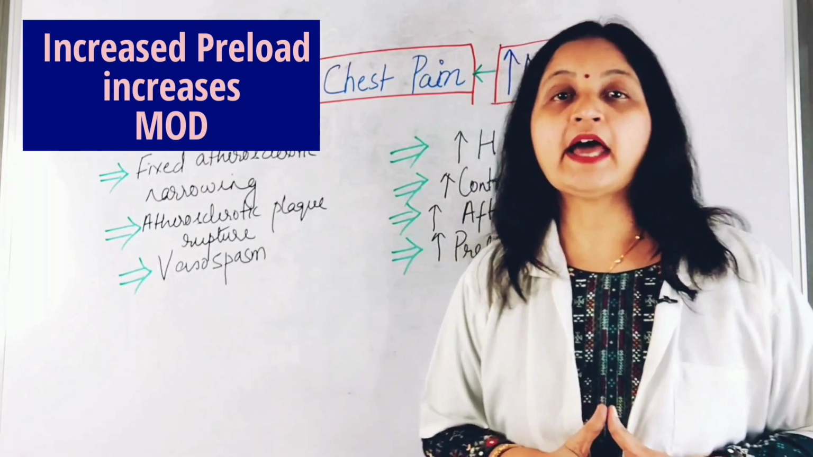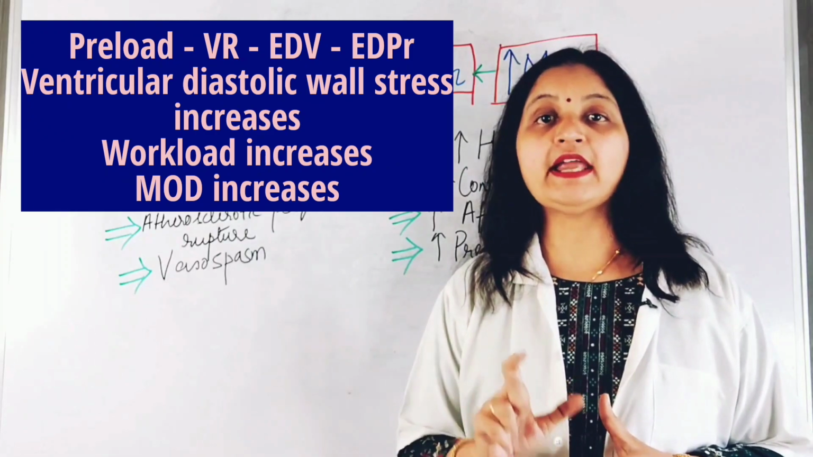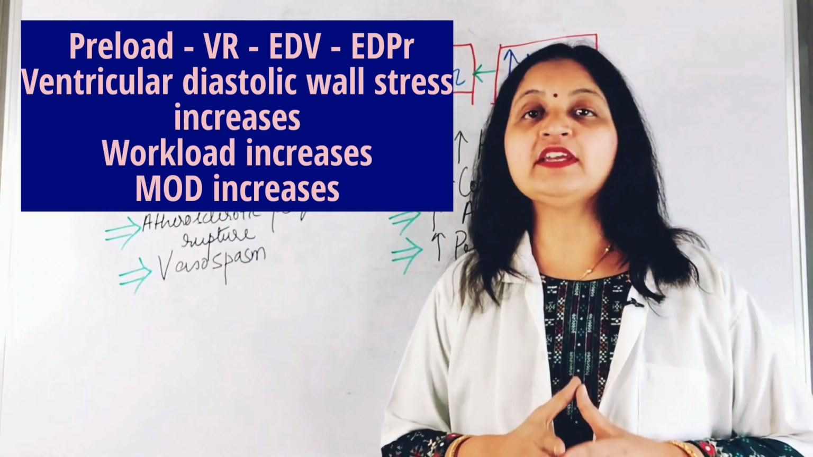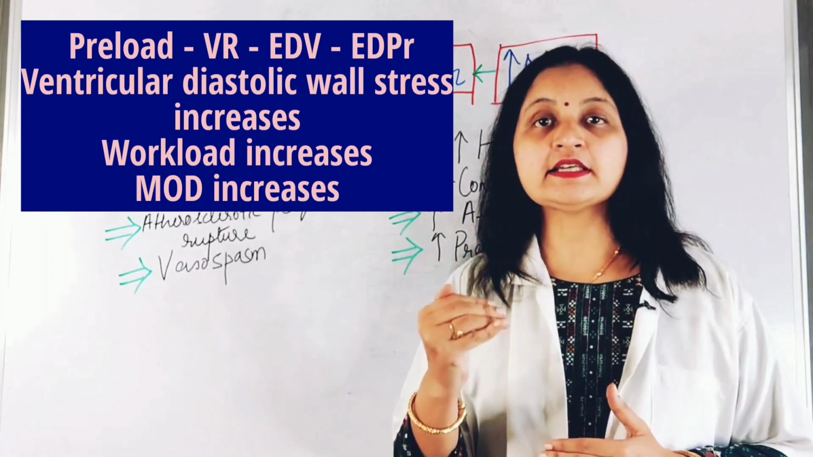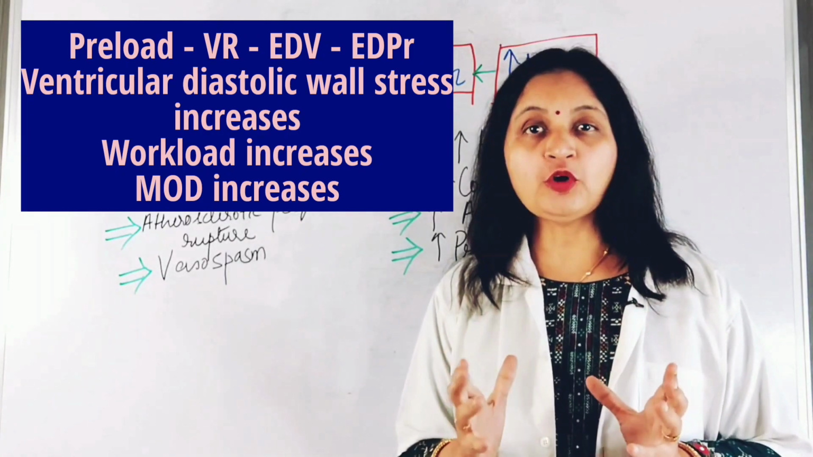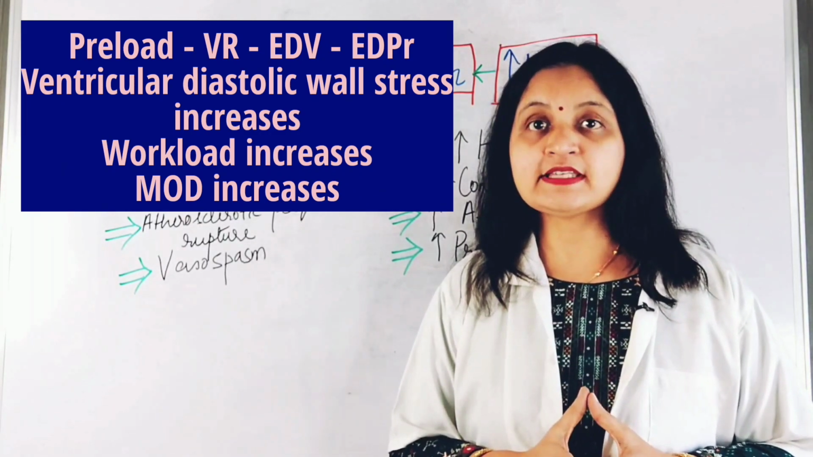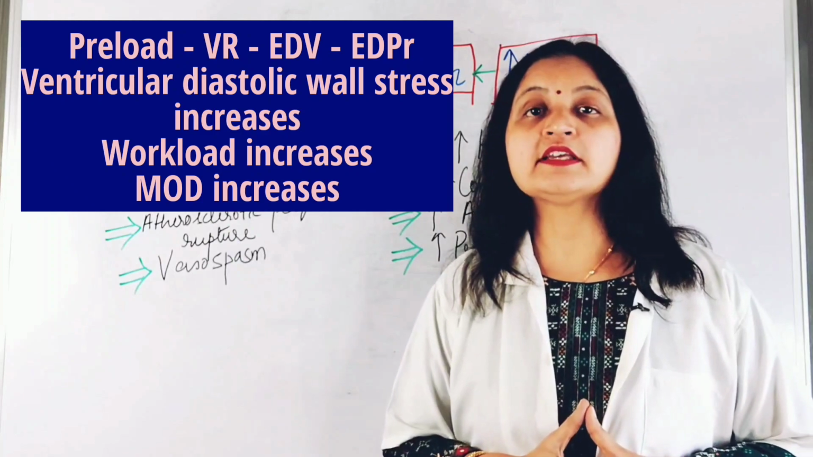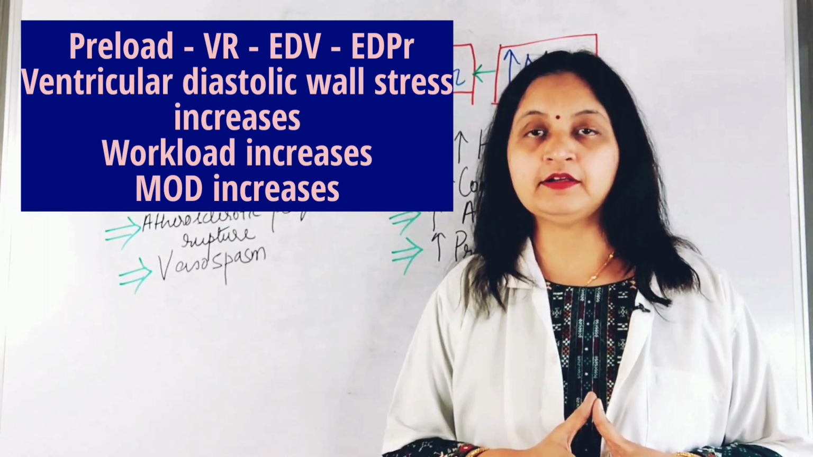So do remember that preload relates to the end diastolic volume or end diastolic pressure or the venous return to the heart. So when the venous return to the heart increases, the end diastolic volume increases, the pressure increases, the ventricular wall stress increases, and this causes increased workload on the heart, increasing the myocardial oxygen demand.